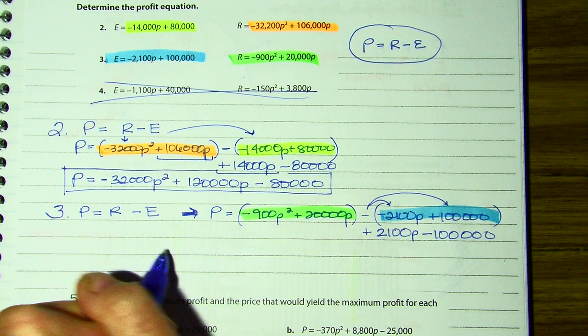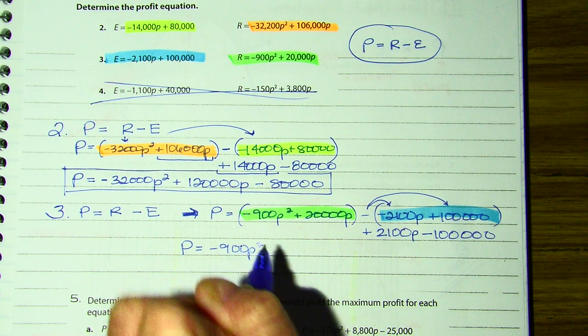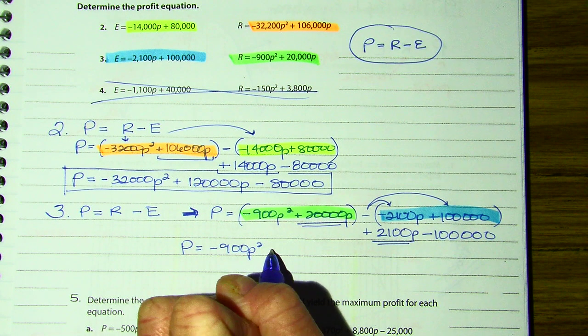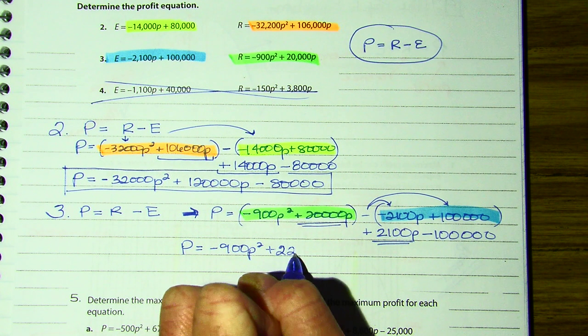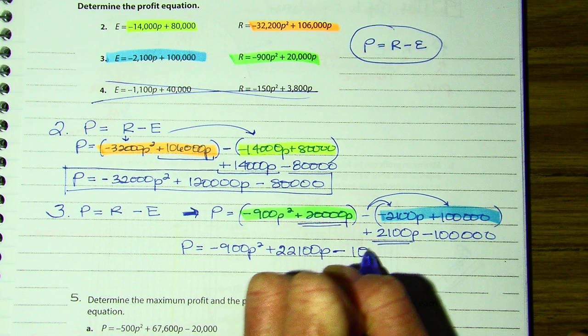Now I'm going to combine like terms, so profit equals negative 900 P squared. I'm going to combine the P's, so 20,000 plus 2,100 is 22,100 P, and then I just have a minus 100,000.